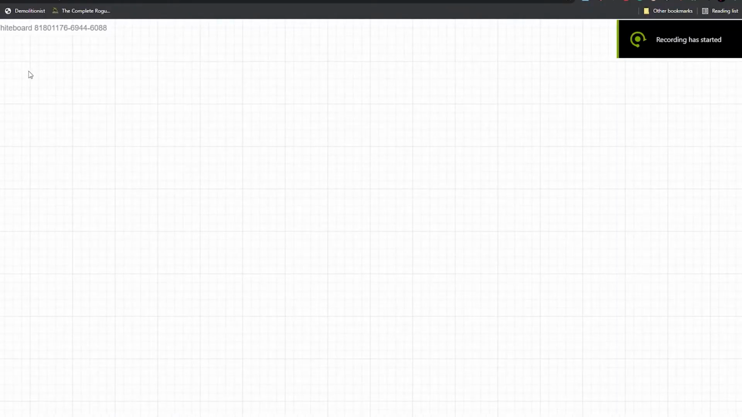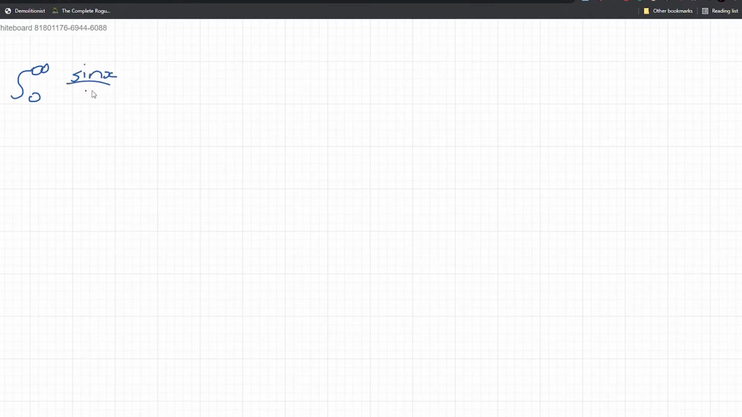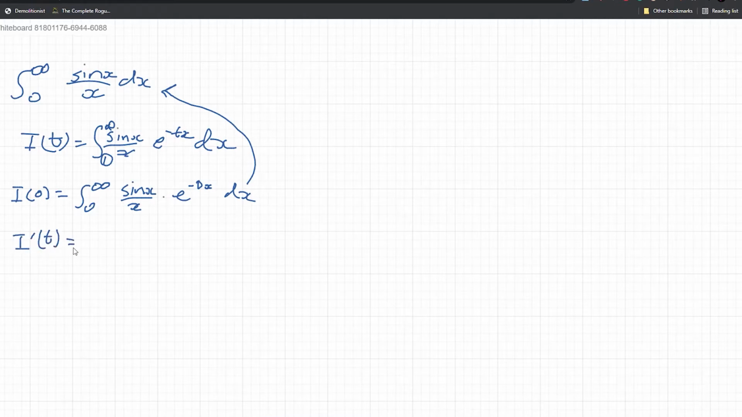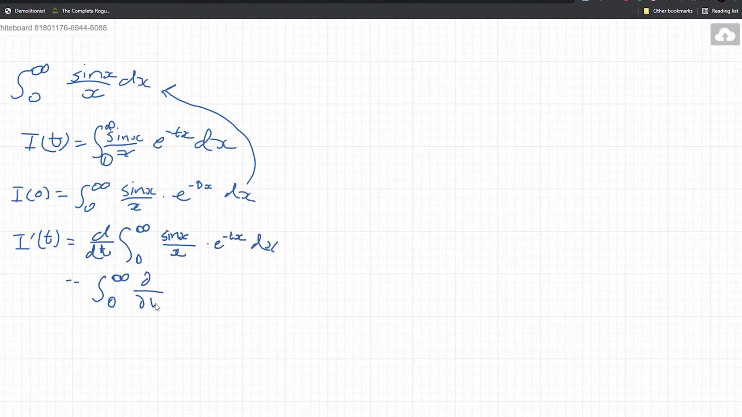For the second example that we're doing, we'll be integrating sin x over x dx from 0 to infinity. First, we'll make a new parameter for it, so we'll have sin x over x times e to the power of negative tx. From here, we'll sub 0 into it, and we'll find that it actually gives us our initial integral that we're trying to figure out. So now we try to differentiate this in terms of t, and what we find is that it gives us the partial derivative with respect to t.